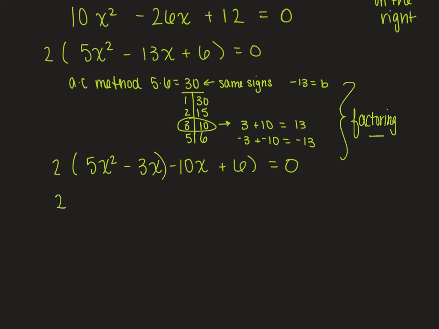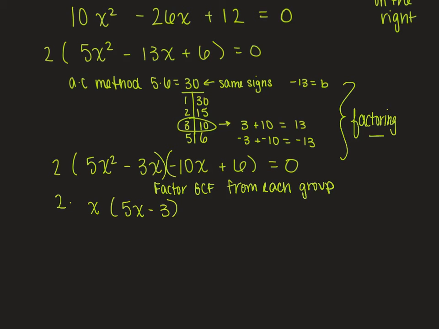So now we need to do our grouping. So we're going to be grouping these into 2 groups. We want to factor out from each group. So factor the GCF from each group. Again, this goes back to our factoring techniques. So this 2 is still in the front. You can kind of just ignore him for now. Out of my first group, I can pull out just an x, and I'm left with 5x minus 3.